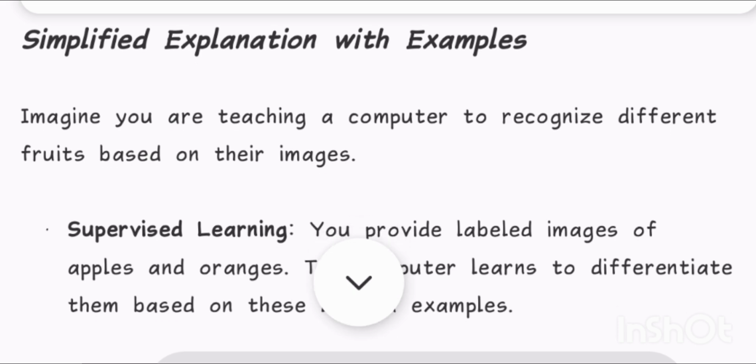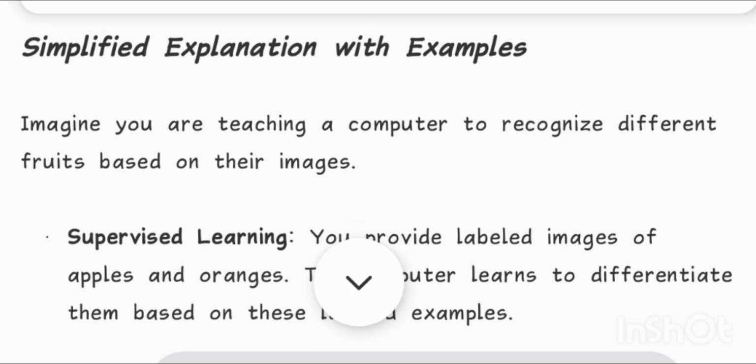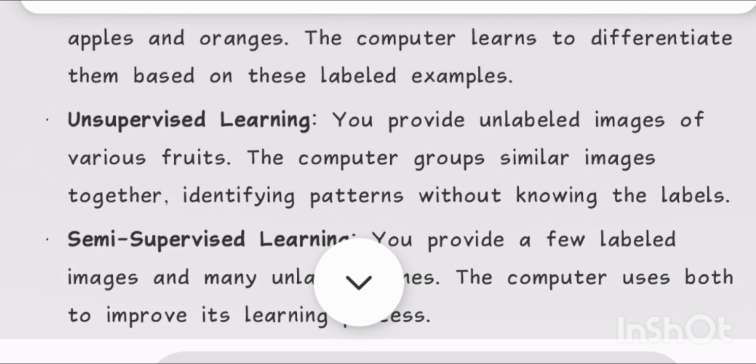Simplified explanation with examples. Imagine you are teaching a computer to recognize different fruits based on their images. Supervised learning: you provide labeled images of apples and oranges. The computer learns to differentiate them based on these labeled examples. Unsupervised learning: you provide unlabeled images of various fruits. The computer groups similar images together, identifying patterns without knowing the labels.